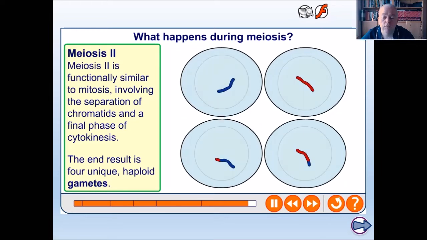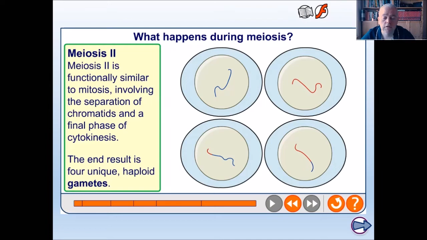And we've now got 4 daughter cells, each one of them now haploid. We've got a half set of chromosomes. We started with a cell that had 2 chromosomes. We now have a cell that has 1. And if you look really closely at the image, you can see that each one of these individual chromosomes represented in these pictures is unique.